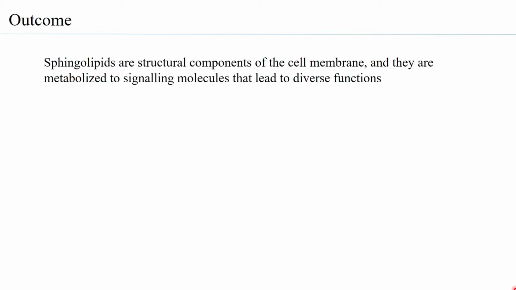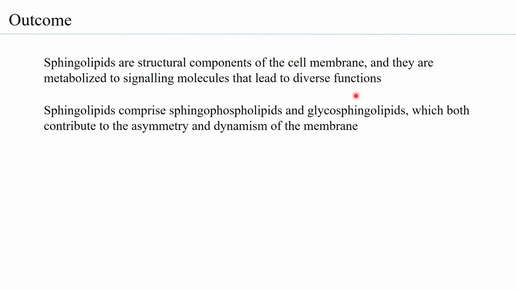Sphingolipids are structural components of the cell membrane, just like phospholipids are structural components of the cell membrane. They are also metabolized to signaling molecules that lead to diverse functions. That means on getting broken down, sphingolipids give rise to certain molecules that can signal to carry out various diverse functions, which will include cell development to cell death. So all of these can be regulated by the signaling through the sphingolipids.